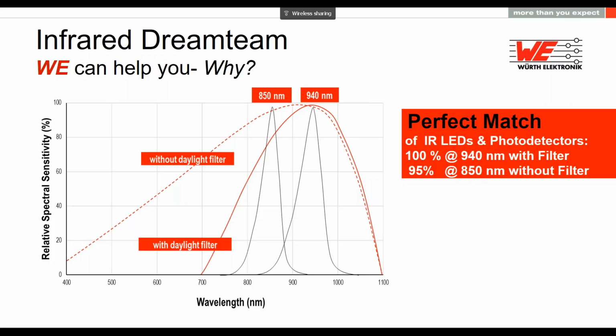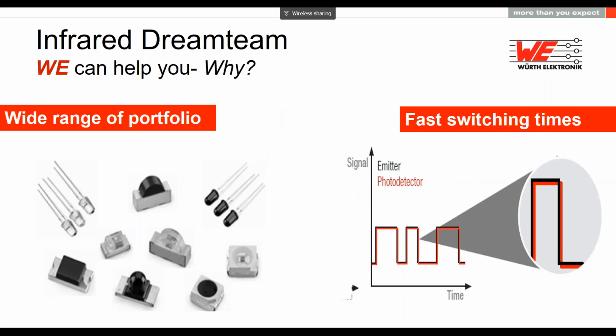And in the other case, the peak detection range for the 850 nanometer and the detector without a daylight filter at 850 nanometer is 59%. So this is a very good conversion between your actual optical signal into an electrical signal. In one case you have 100%, in the second case you have 59% of your signal.